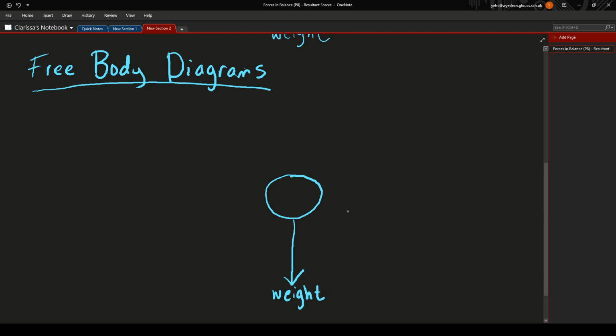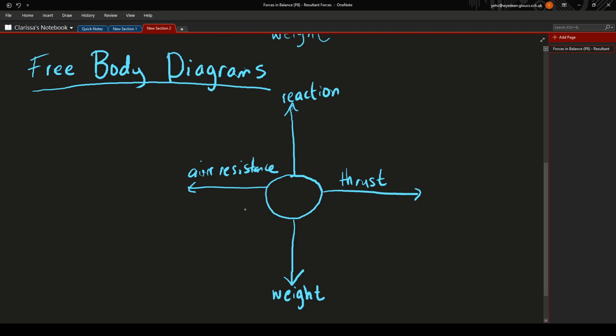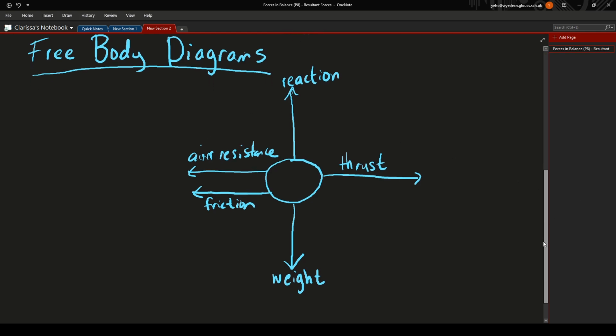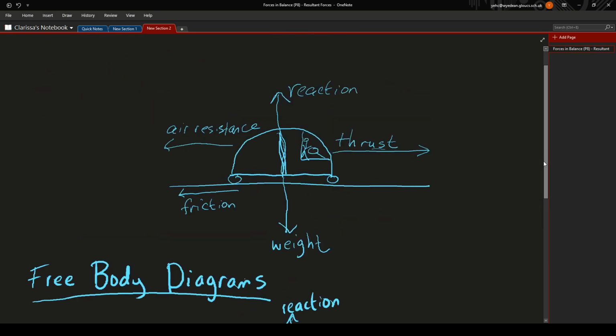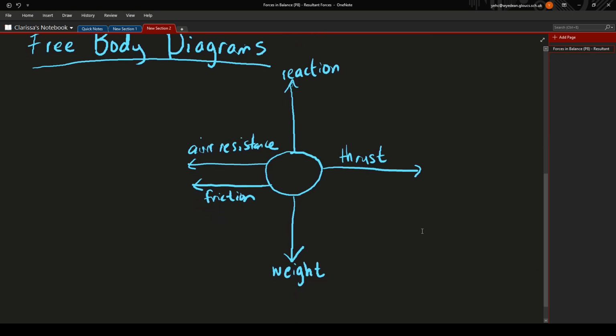And then now we draw our arrows again. So our weight pulling it down, reaction, our thrust, and then air resistance, and friction. So already notice, let me just scroll up so you can compare this diagram versus that diagram. It's a lot clearer what forces are acting on this, just from the fact that we've cut out all of the unnecessary stuff.